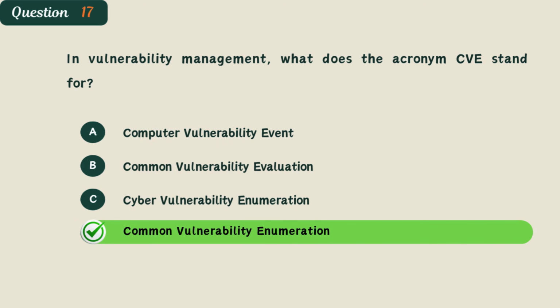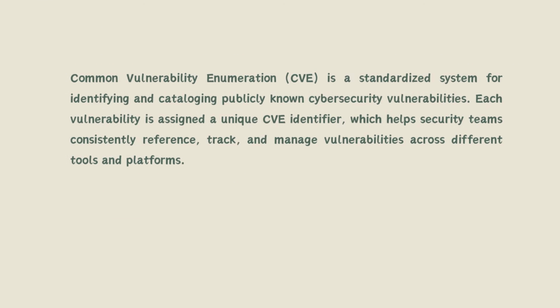Correct answer: D. Common Vulnerability Enumeration. Common Vulnerability Enumeration, CVE, is a standardized system for identifying and cataloging publicly known cybersecurity vulnerabilities. Each vulnerability is assigned a unique CVE identifier, which helps security teams consistently reference, track, and manage vulnerabilities across different tools and platforms.